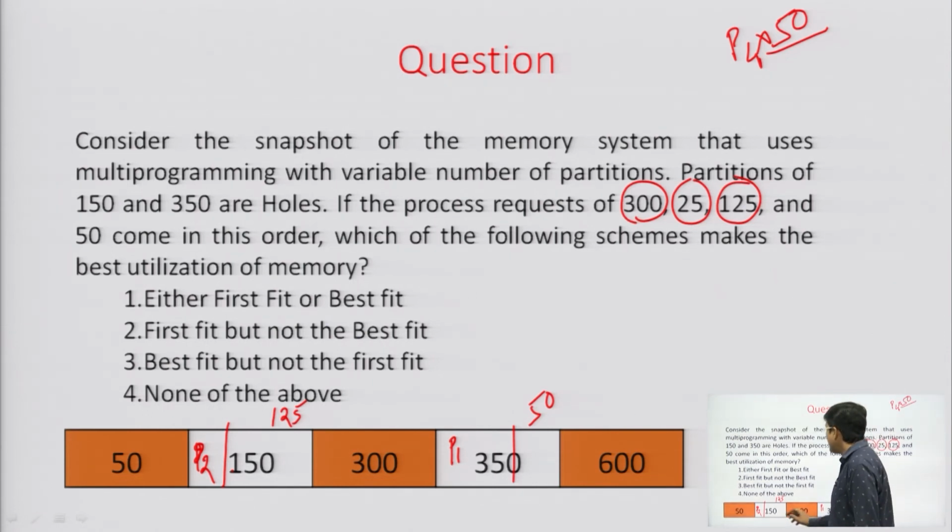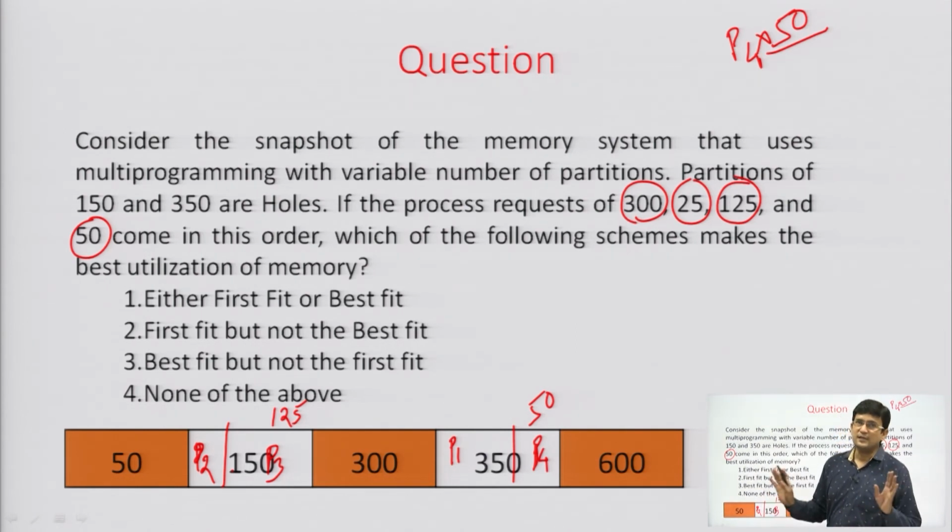and there is another partition of 50. So, let us accommodate process P3 here in 125, fully occupied, then 50 size, obviously the 50 size process can come here. So, the P4 process has been accommodated here. So, all the 4 processes have been accommodated with the help of the worst fit scheme.